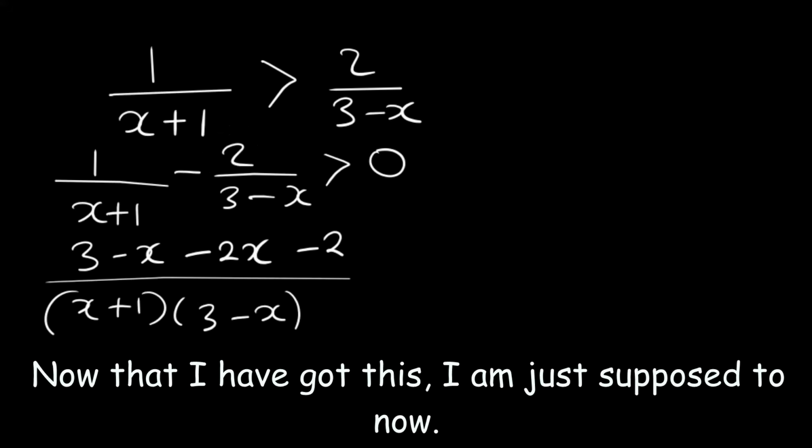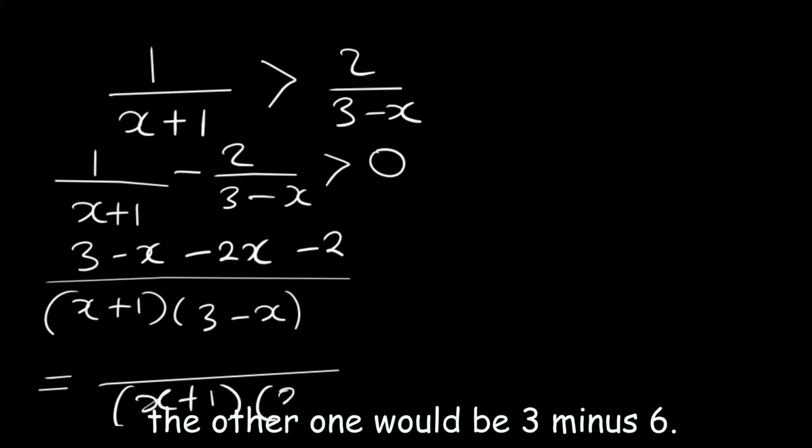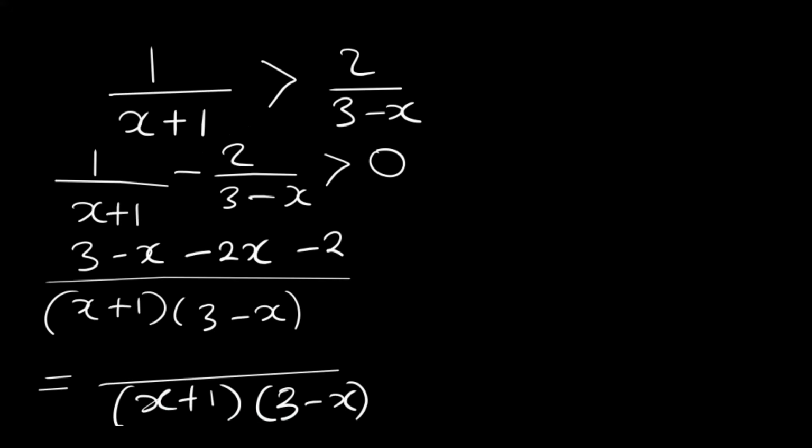Now that I've got this, the denominator will be x plus 1 times 3 minus x. Now I'm just supposed to solve what is on top. So 3 minus 2, that is a 1. Then negative x minus 2x, that is negative 3x.